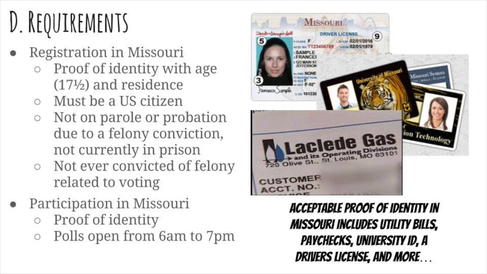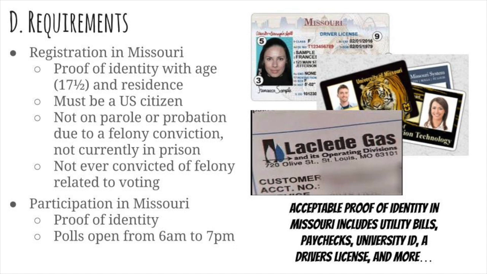You have to be a U.S. citizen, and that's true in every state in the Union. You cannot be on parole or probation due to a felony conviction, and you cannot be currently serving a jail sentence. You also can never have been convicted of a felony related to voting. Now, if you were convicted of armed robbery, but you served your time, you're not on parole or probation, and you're in Missouri, you're allowed to vote. In other states, as we learned in class, that's not necessarily always true. So these just depend a lot on where you live.